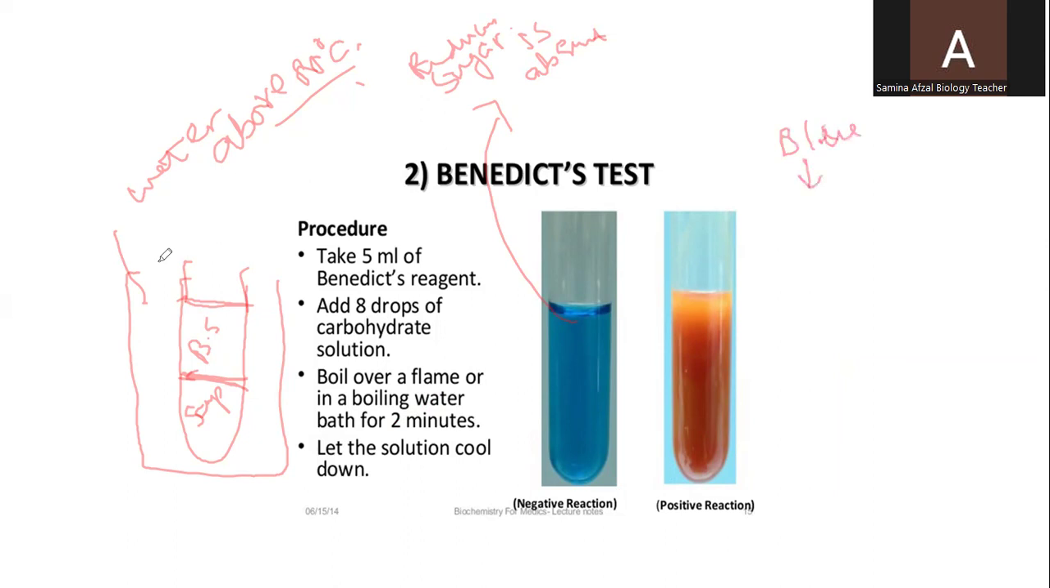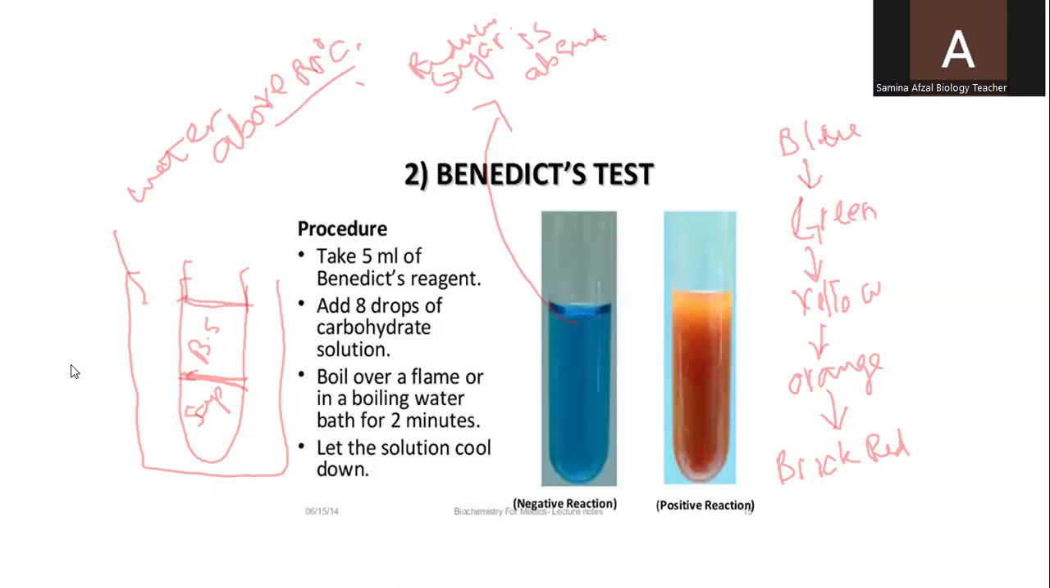If it changes from blue to green, green to yellow, yellow to orange, and orange to brick red, it shows the presence of reducing sugar in the given sample. So it's very easy to find out the presence.